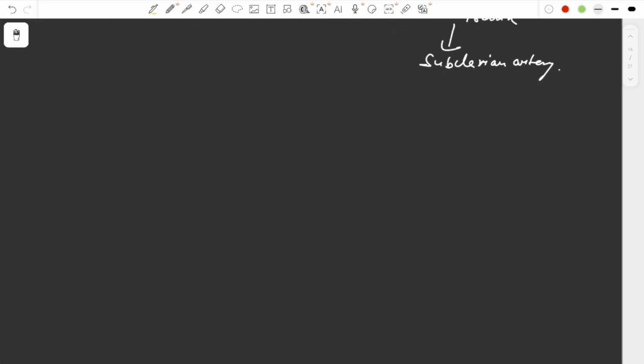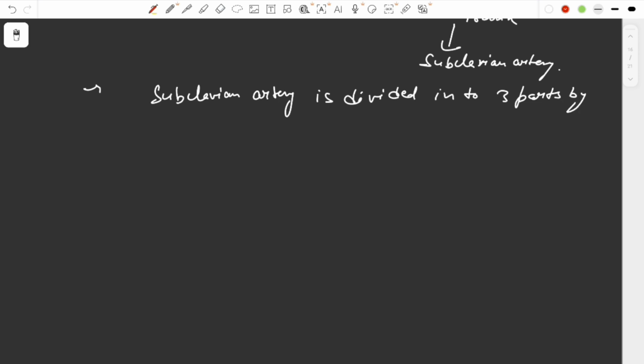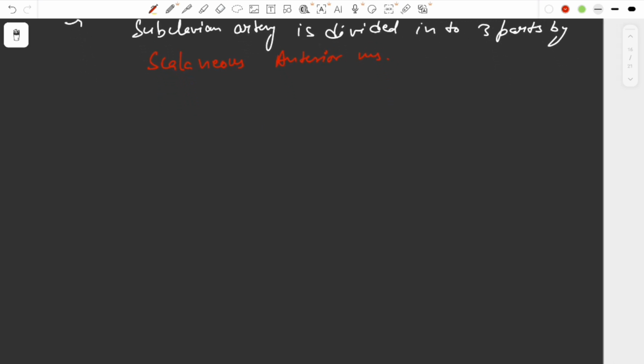Okay, now let us discuss its three parts. This subclavian artery is divided into three parts by a muscle known as scalenus anterior. Okay, by the scalenus anterior muscle.